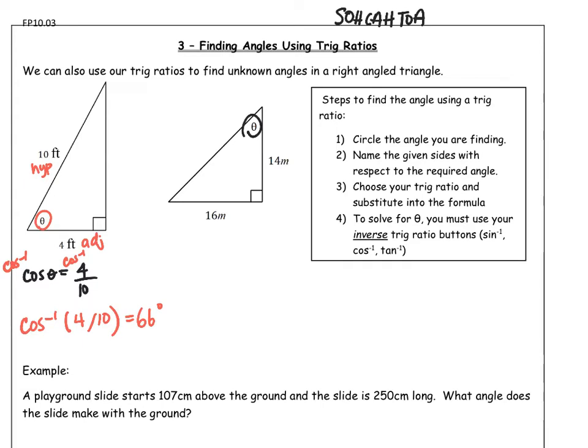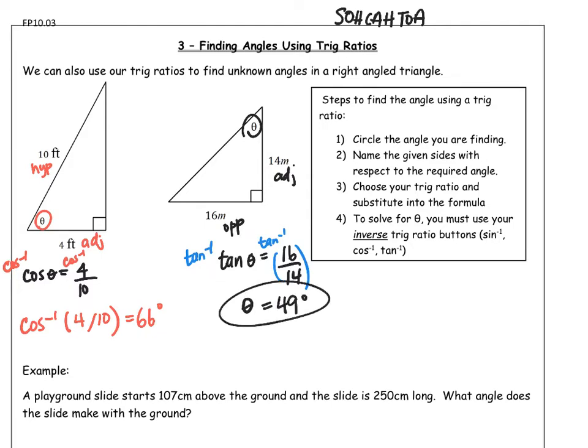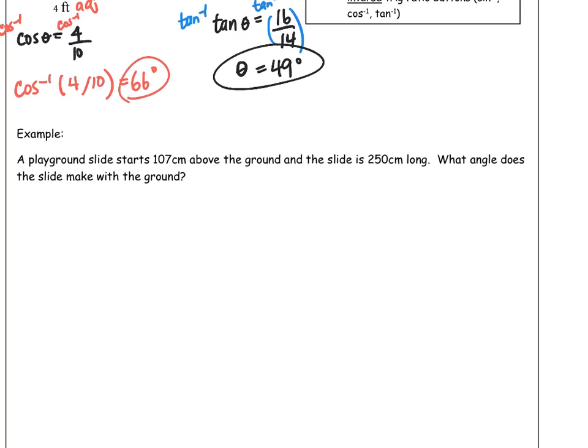So there's my angle. This is opposite and adjacent to it, so that's the tangent ratio. Tangent of theta is equal to opposite over adjacent. And then to solve, I'm going to do tan to the -1 of 16 over 14. And when I do that, I get 49 degrees. Okay, it's fairly simple. Let's look at a word problem, and then we'll be done.